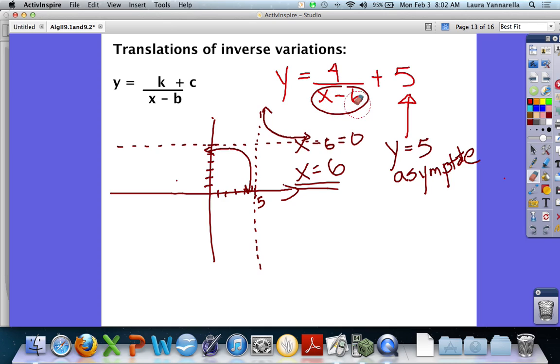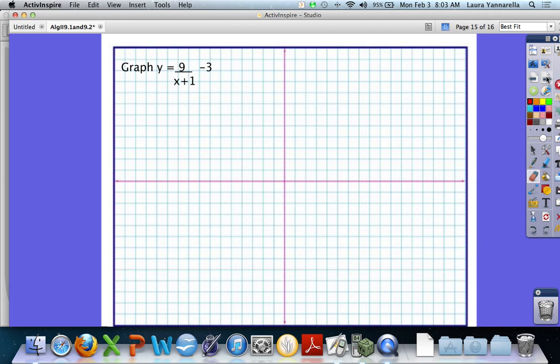But then I also had to draw an asymptote at a positive 6. Now here's how you find the x-axis asymptote. You set this piece of the equation, this denominator, equal to 0. So if I let x minus 6 equal 0, x would have to be positive 6. And you can see I drew an asymptote at the positive 6. And now I'm back to just drawing the branches. Okay? So you'll have two asymptotes, an x-axis asymptote and a y-axis asymptote. The y-axis asymptote is always this number right here, and the x-axis asymptote is always this number right here, but opposite sign. All right?